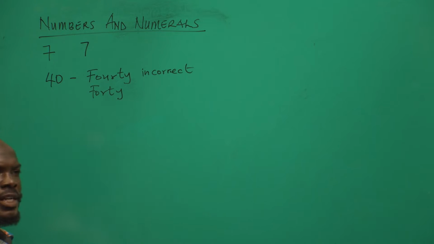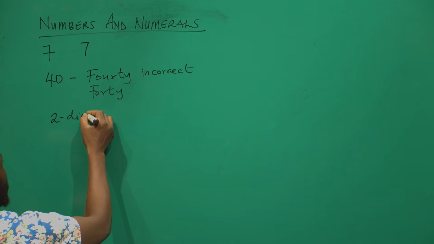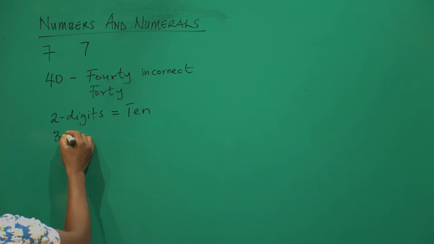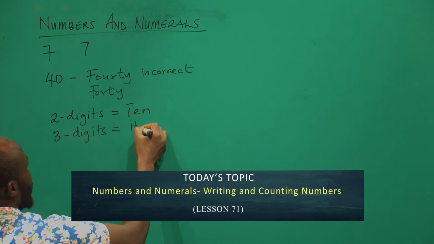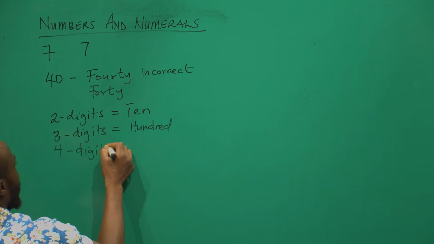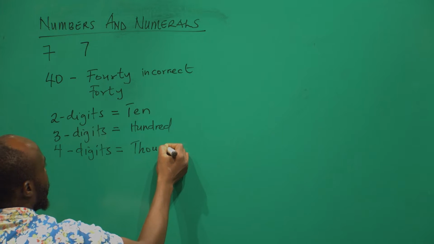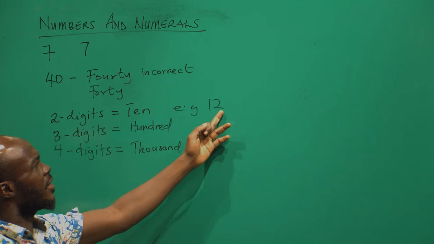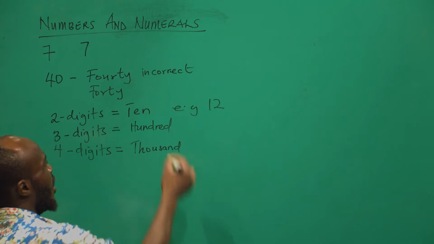Now, if a number is given, you should know that a 2-digit number gives us a number in what? Tens. 3 digits, 100. 4 digits, 1,000. Example of this is 12. So when we start from the right, this is ones and this is tens. So any 2 digits gives us a number in 10 or tens.